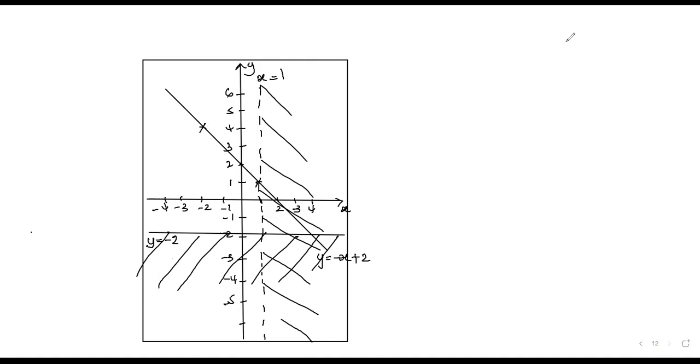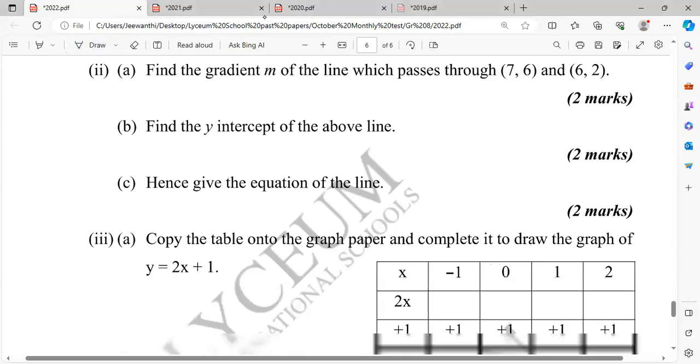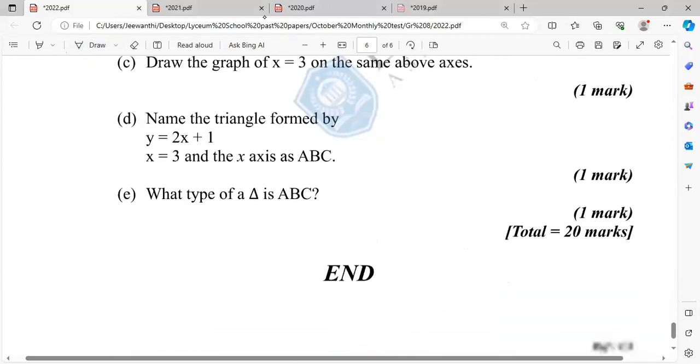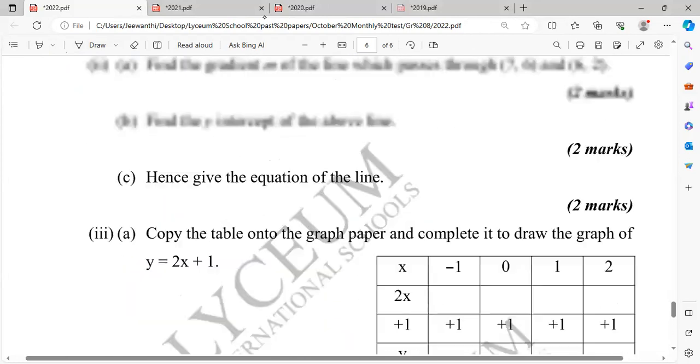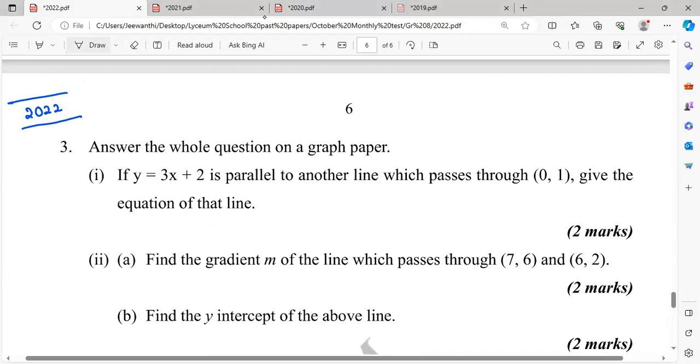So this is from the 2021 paper. So then we are moving to the 2022 past paper, again the same graph question. Right, you can see now that like all the other papers you have 20 marks and the same kind of thing they have given. And this is also similar to the earlier 2021 where you want to find the parallel line.